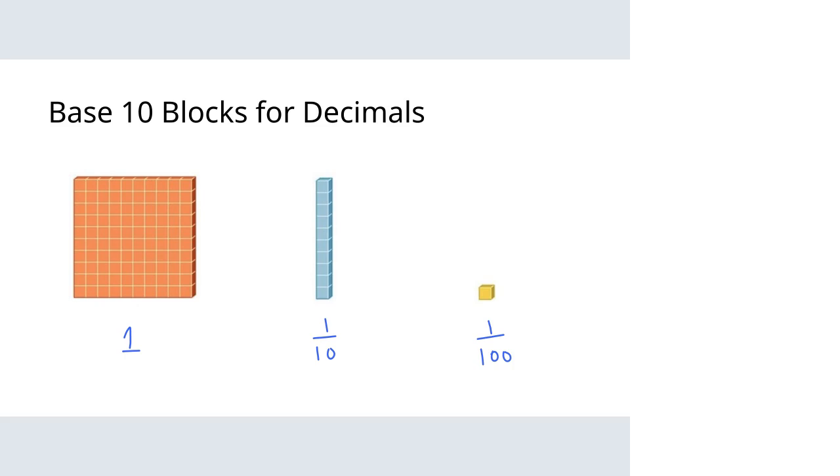So we can use base 10 blocks with whole numbers, and we can also use them with decimals, because this long is just 1/10 of the 1, and then this cube back here is just 1/100th of an entire 1. So we can use base 10 blocks with whole numbers. We can also use them with decimals.